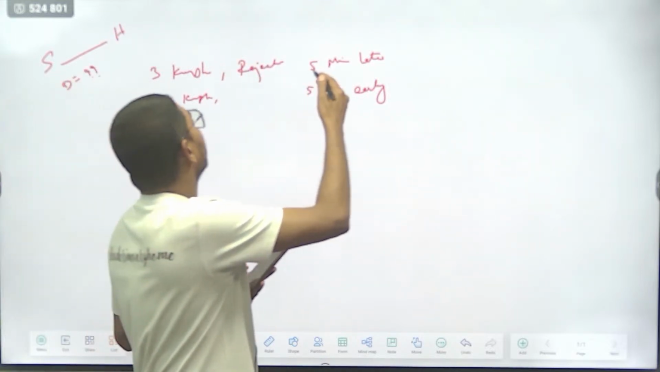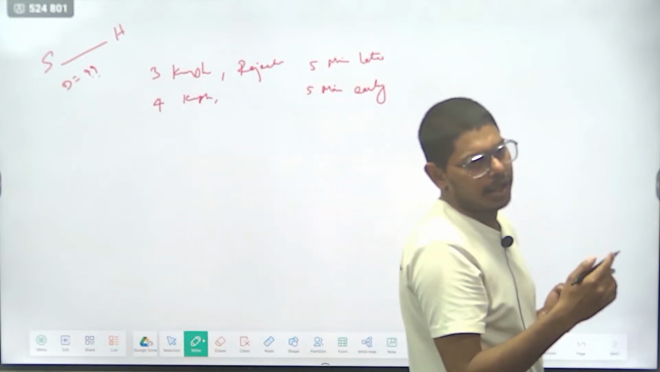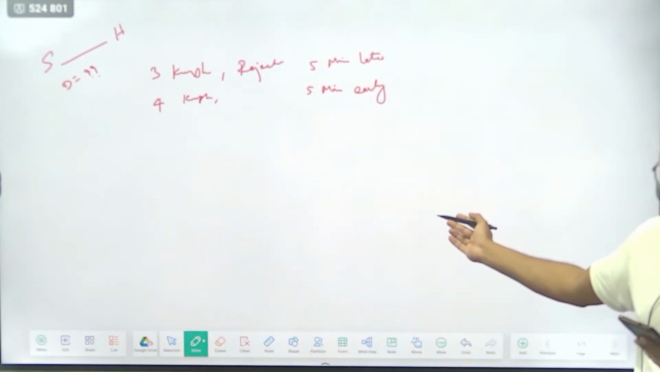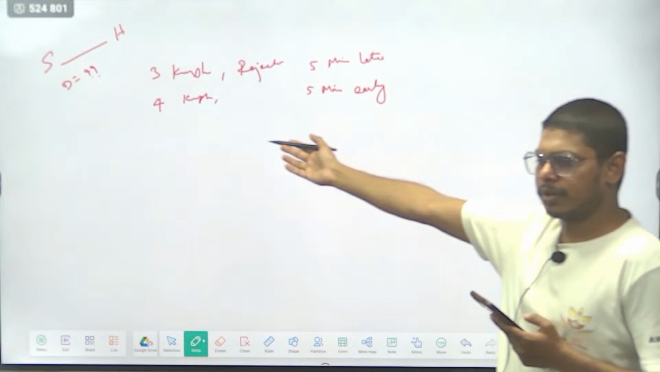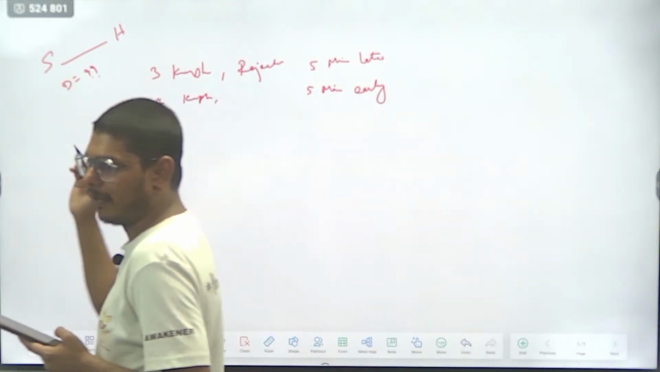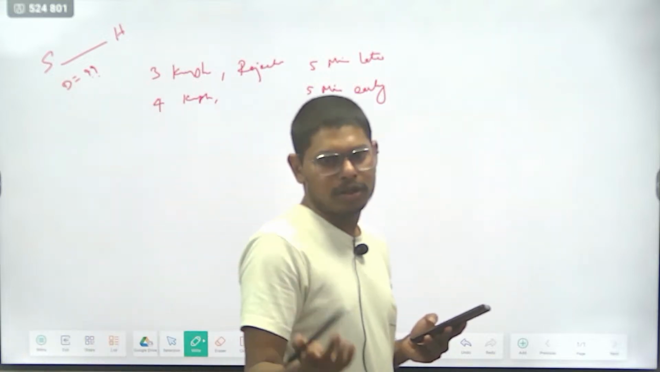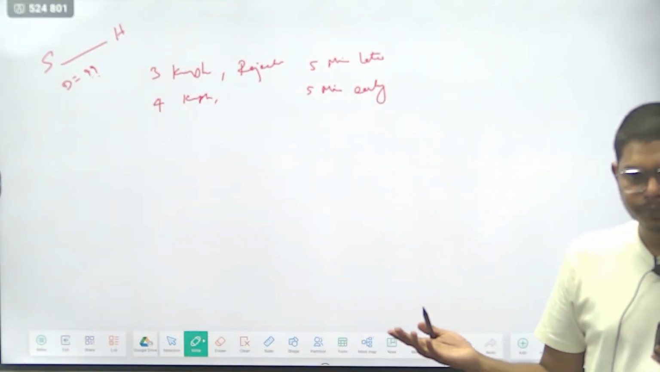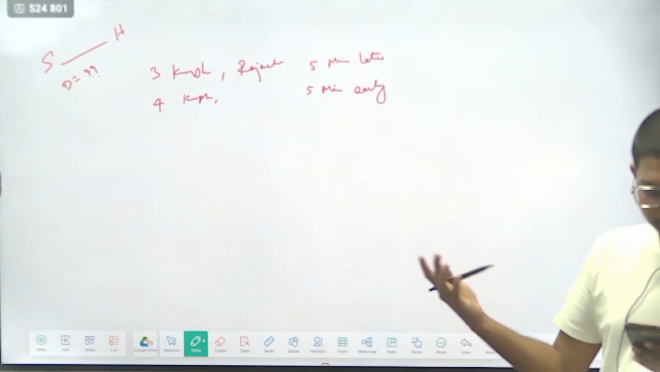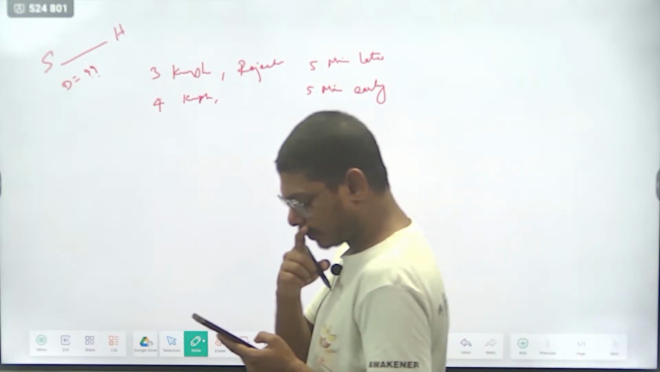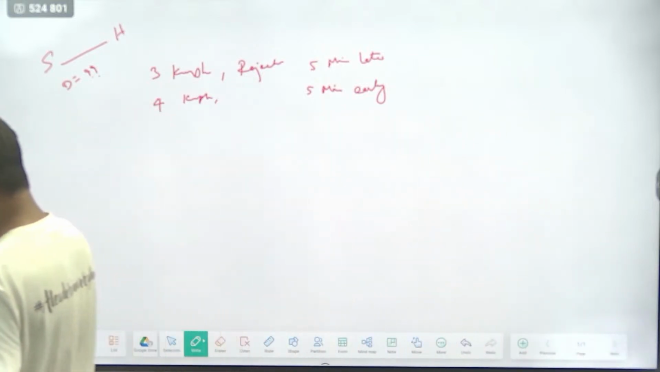If he walks at the speed of 3 kmph, he will be late by 5 minutes, and if he walks at the speed of 4 kmph, he will be early by 5 minutes. One thing we know, how much? 120. That's correct, yeah. So, one thing we know, distance is equal to speed into time, right? 120, what did you say?